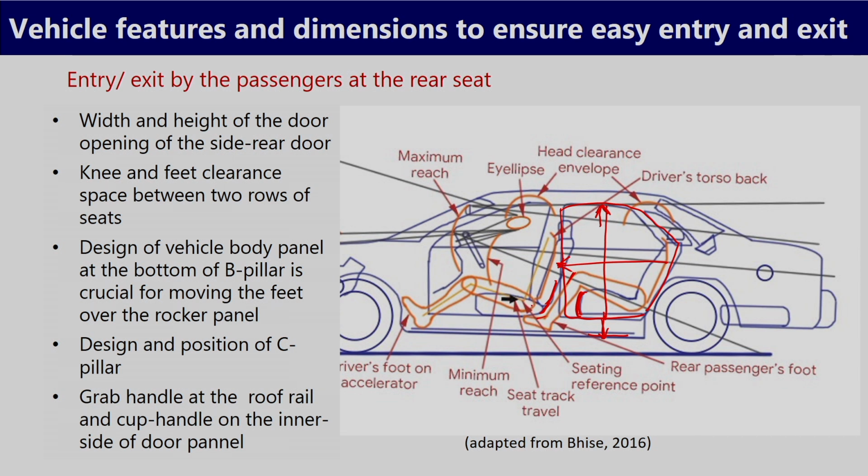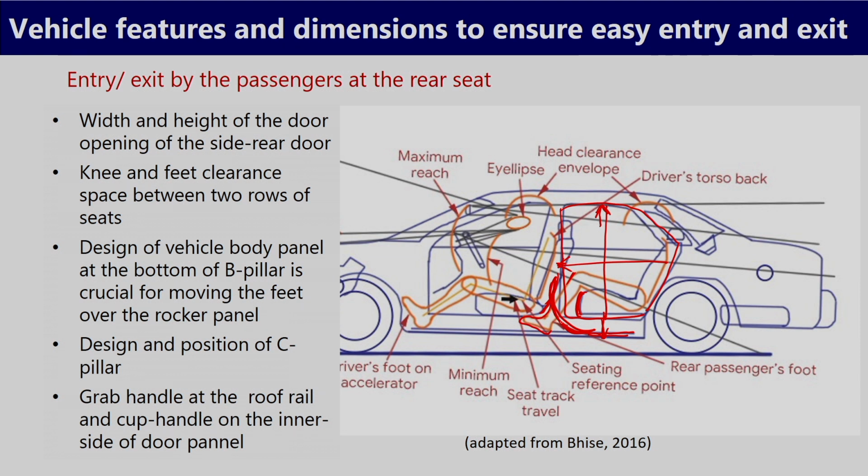In this case, the front seat, that is the driver's seat or the co-passenger seat, can be adjusted on the seat track travel, and the seat track travel determines how much space will be available between these two rows of seats. If the front seat is moved backward, then automatically this space will be reduced. But the design should be such that the passenger on the rear seat is able to keep their feet below the front seat. Then the design of the vehicle body panel at the bottom of the B pillar is crucial. When passengers put their legs from outside to inside across this area, or while the driver brings his feet out over this rocker panel, there is a fair possibility that the feet can touch this corner.